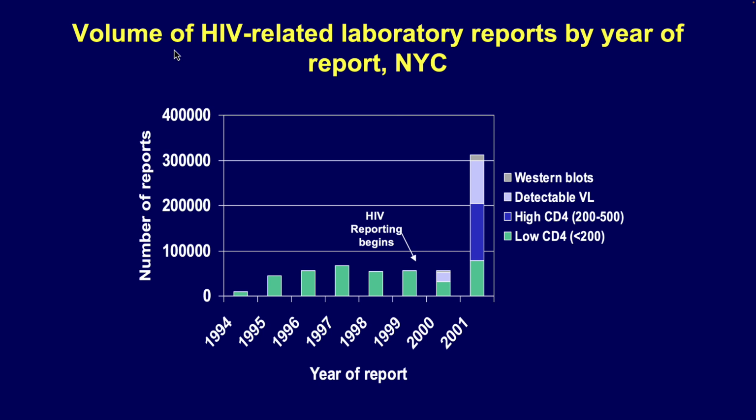One immediate consequence of the new surveillance regulations was a significant increase in the volume of information received from laboratories and providers. The slide shows the number of HIV-related laboratory tests by year of report. Just as an example, prior to HIV reporting, the New York City Health Department received about 40 to 50,000 laboratory reports of CD4 counts less than 200, which were used for AIDS case surveillance. By 2001, after the implementation of the new HIV reporting regulations, more than 300,000 HIV-related laboratory reports were received.